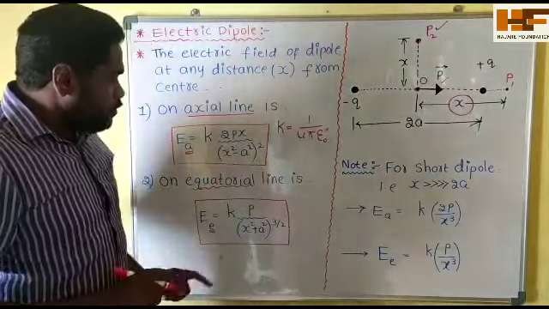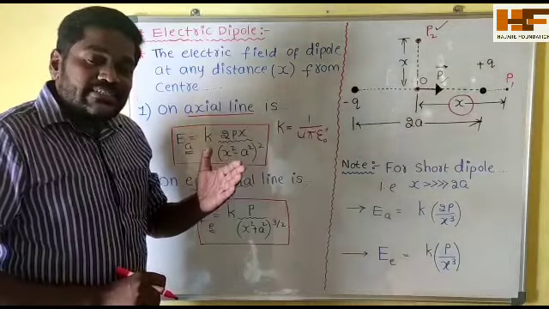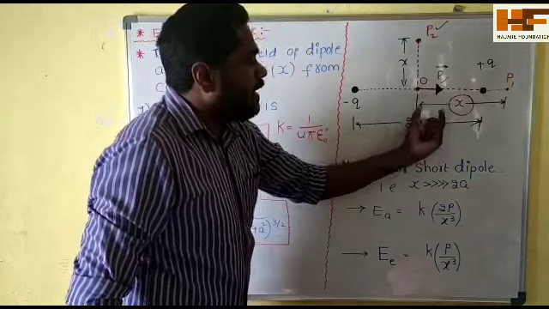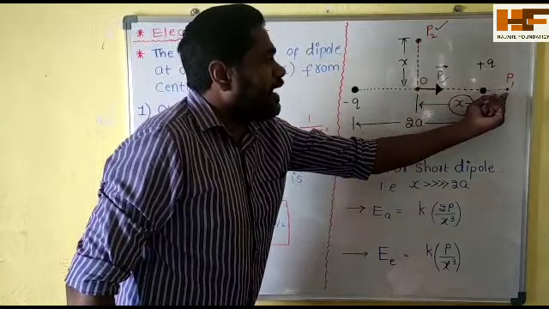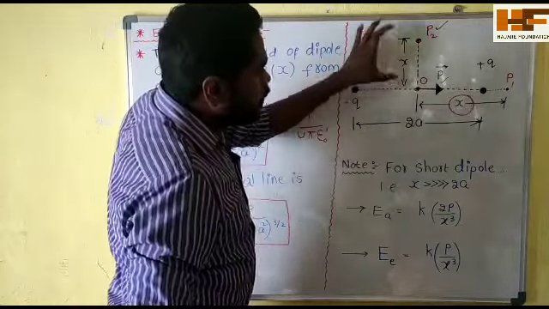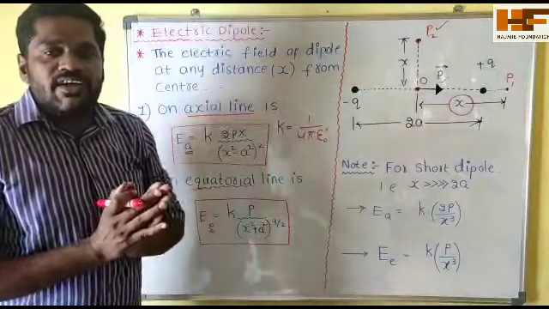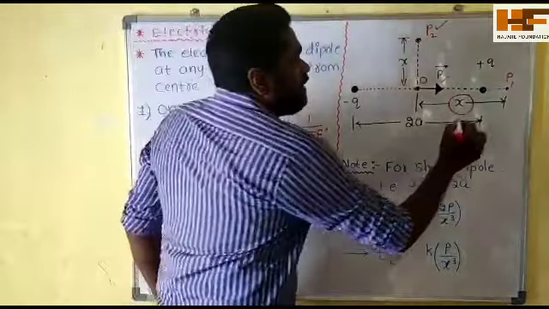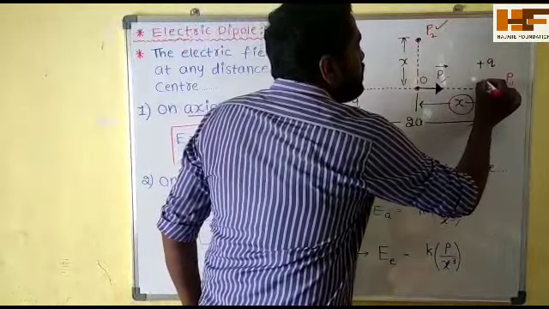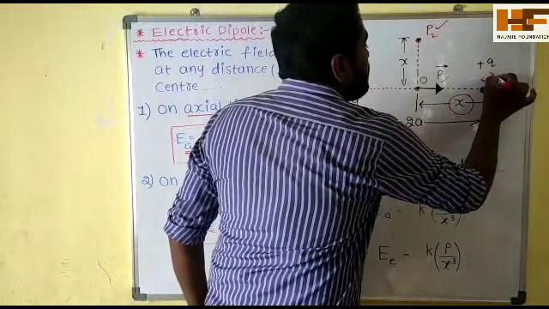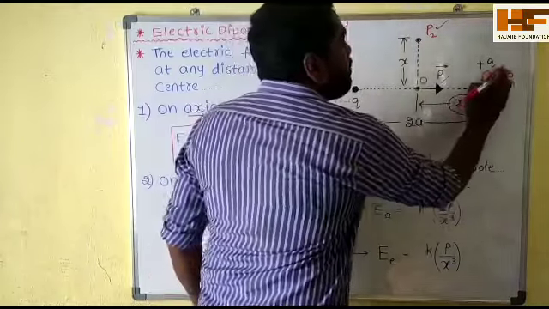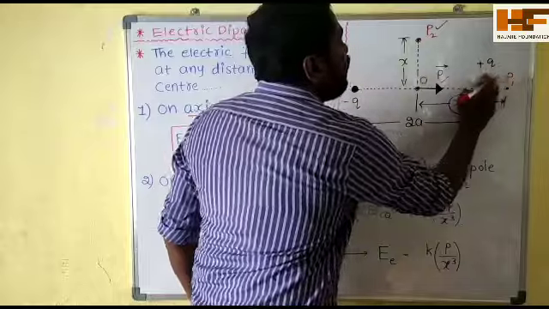Next, what is x? x is the distance of the point from the center. If you take the point on the axial line it is x, and on the equatorial line it is also x. That is very important. A few students will get confused and take the distance from the charge. That is wrong, this is not x. What is x? The distance from the center to the point of measurement. That is x. Be careful about it.